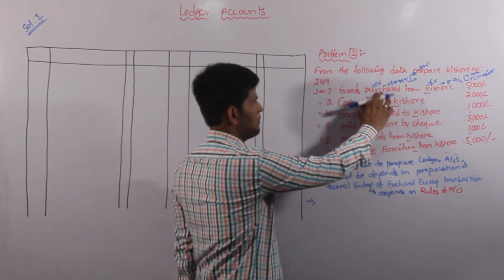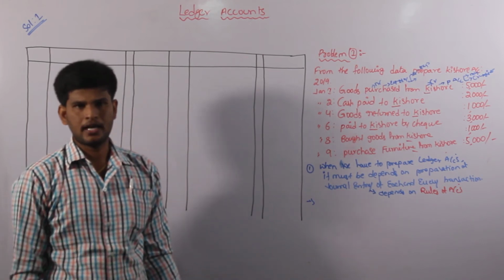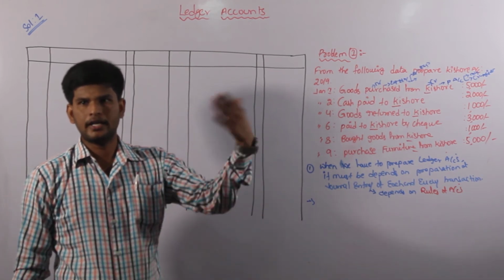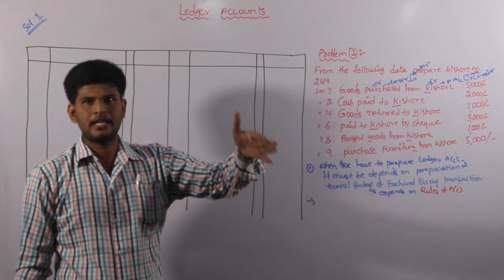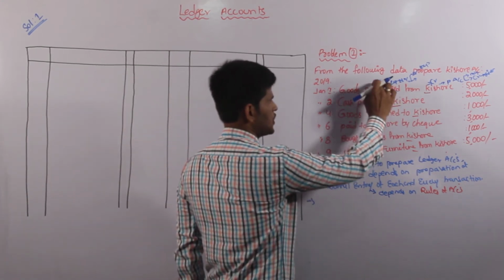And come to the next one, purchase. Purchase is nothing but expenses. All expenses are there in nominal account. Under the nominal account, we have to enter the expenses on the debit side. So that's the reason I am giving this indication to the debit side.